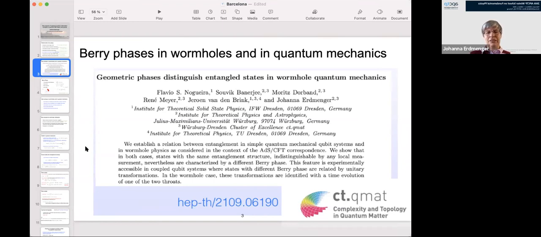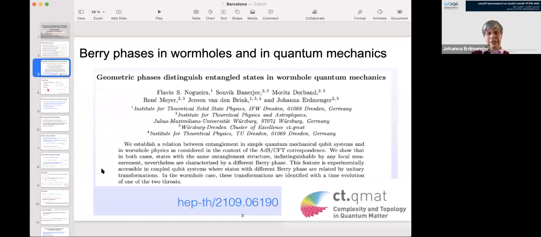We will have states with the same entanglement structure, but they have nevertheless different topological properties and different Berry phases. On the one hand, this feature can occur both in simple quantum mechanical systems, like simple qubit systems, and it can also appear for wormhole-like structures. The nice thing is that from the quantum mechanical point of view, this can actually be realized experimentally. We have some suggestions about this in a paper by our colleagues from condensed matter physics.